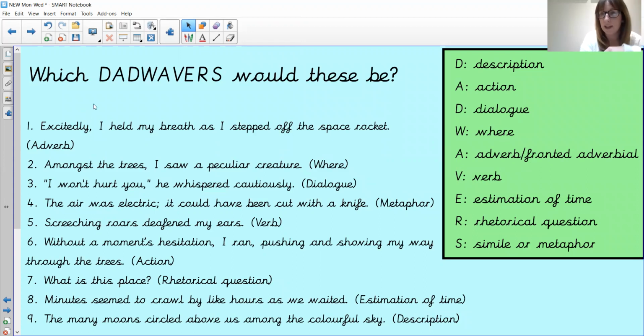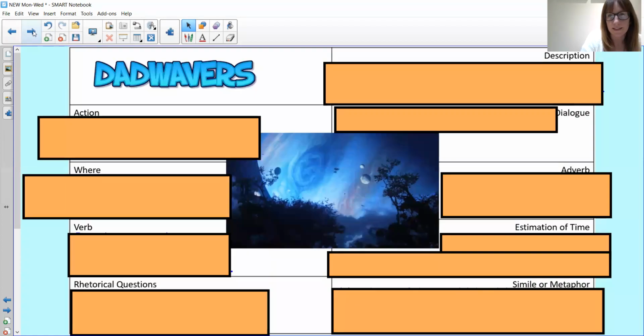I'm not saying that you have to use every single one of these in every piece of writing you do. What I'm saying is that these are all examples of different ways to start your sentences. And if you use a few of them when you're writing, it will just make your writing that bit more interesting, and it will really up-level your writing. So let's have a look at what we're going to be doing today.